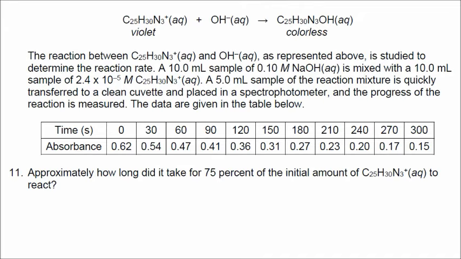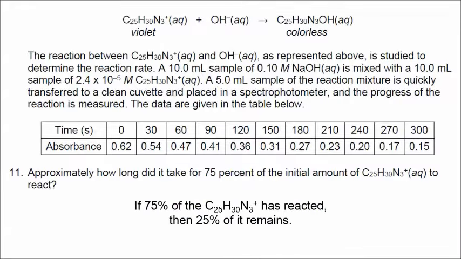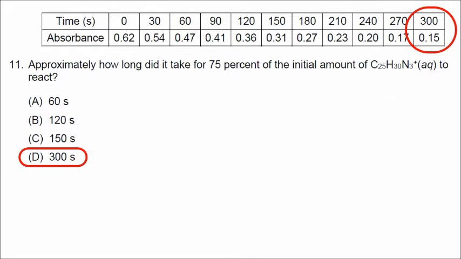Number 11, approximately how long did it take for 75% of this particular violet compound, this is actually crystal violet, to react? Well, if 75% of this is reacting, then that must mean that 25% of it remains. If the absorbance was 0.62 at time 0, then half of that would remain at an absorbance of 0.31, and when we cut that in half again, we get 0.15. So at 300 seconds, we have only 25% of the material remaining.